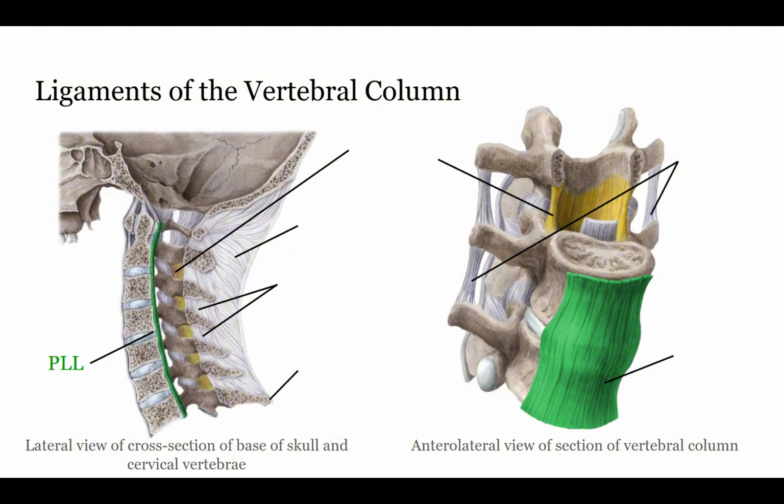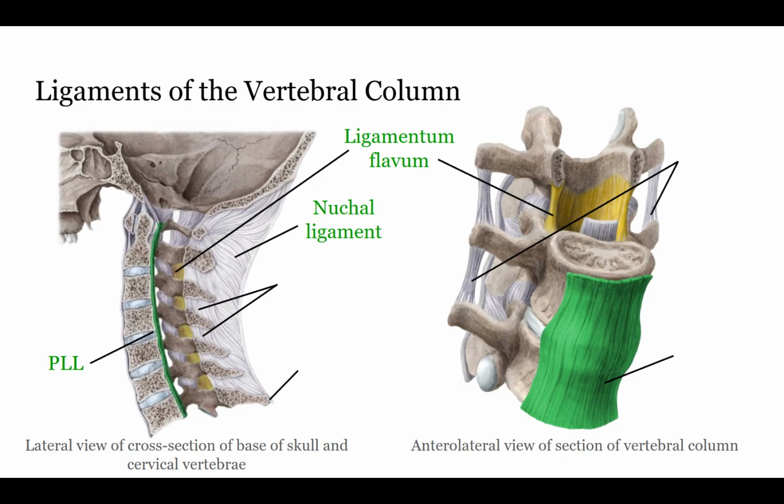First, we have the posterior longitudinal ligament. This ligament runs along the posterior surface of the bodies of the vertebral column within the vertebral canal. Next, we have ligamentum flavum. This ligament runs between the laminae of the vertebrae. Next, we have the nuchal ligament. The nuchal ligament is a ligament that is only located in the cervical region of the vertebral column. It is an extension of another ligament, and it also provides an attachment point for the trapezius muscle, specifically the upper fibers of the muscle.